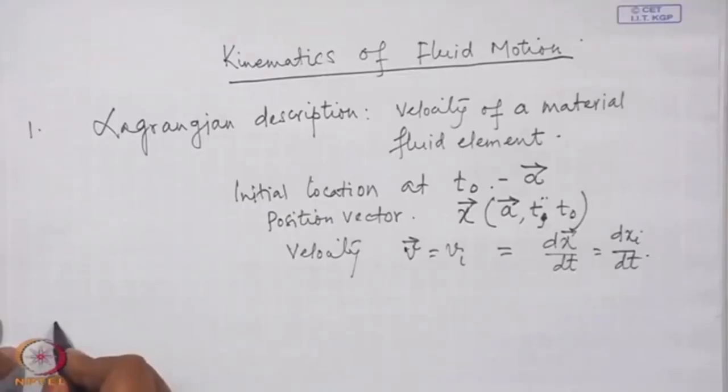And also we will see subsequently that often the flow will be defined as steady state flow, and describing steady state flow in the Lagrangian concept will also involve some complexity. So, this Lagrangian description is usually not the preferred description in fluid mechanics. Of course, there are certain cases where Lagrangian description is used, but most often another concept is used to describe the fluid motion. This other concept is known as the Eulerian concept.